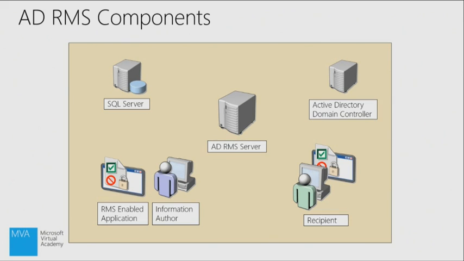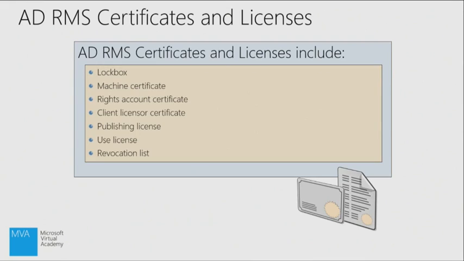I don't want to say the odd component, but the unusual component in the upper left-hand corner, SQL Server. AD RMS actually stores all of the information being saved in terms of what the rights are and who has those rights to the different content being produced in SQL Server. So all of these are required components. I guess a recipient may not be a required component, but it's probably useful to have a recipient for content you're authoring.